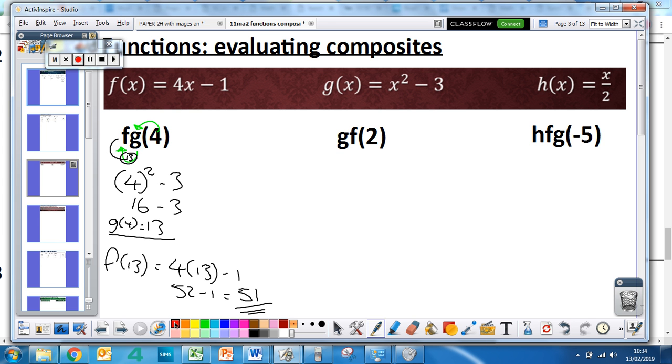Remember, we put the 4 into the g, that gave us the 13. We put the 13 into the f, and that gave us our final answer. Two stages to doing this.